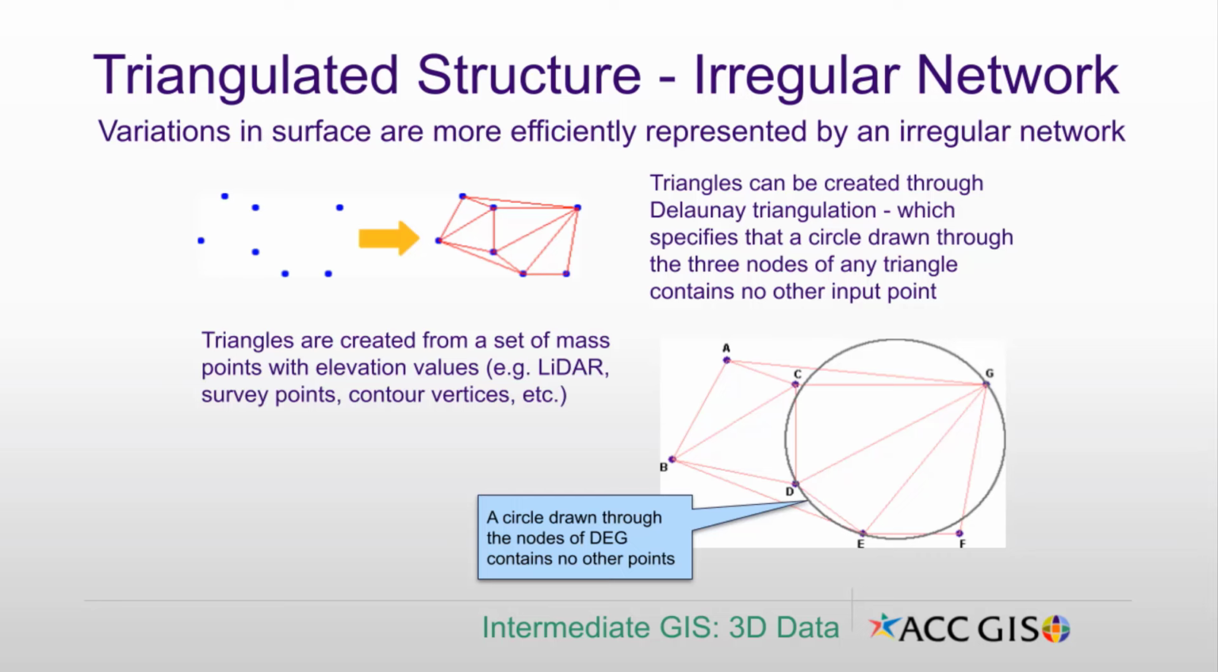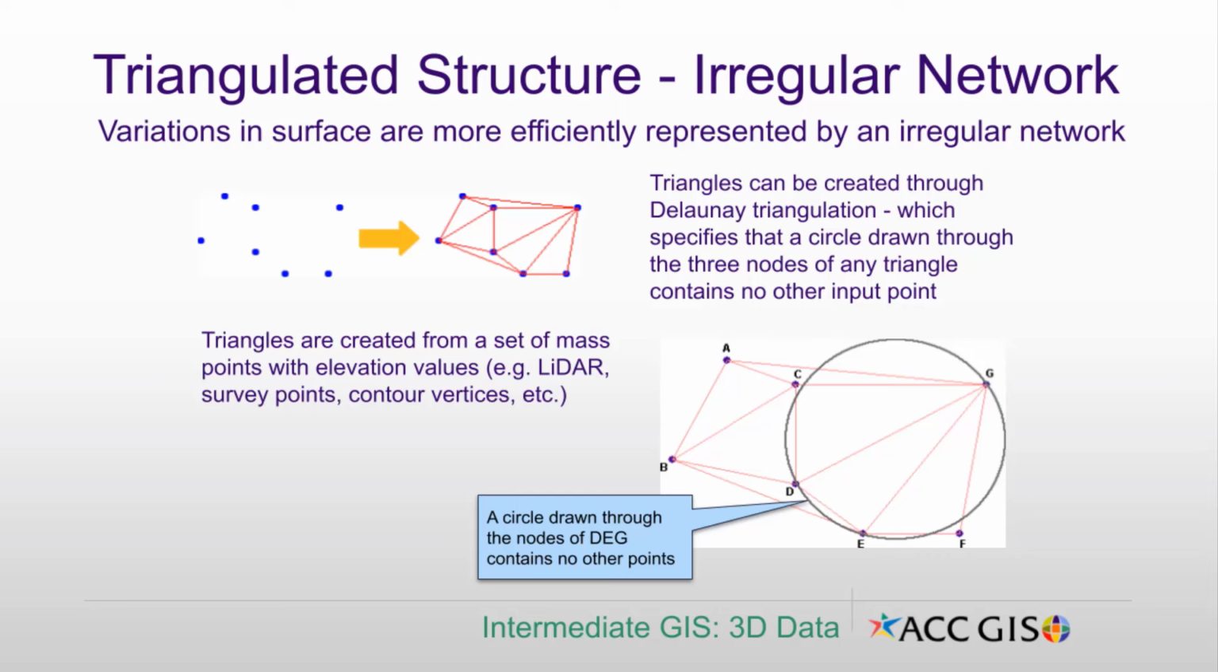And so when creating the irregular network, the computer iterates through different sets of 3 points, and it draws a circle through those 3 points. And if any points fall inside that circle, then it doesn't draw a triangle. But if no points fall inside that circle, then it will draw a triangle.